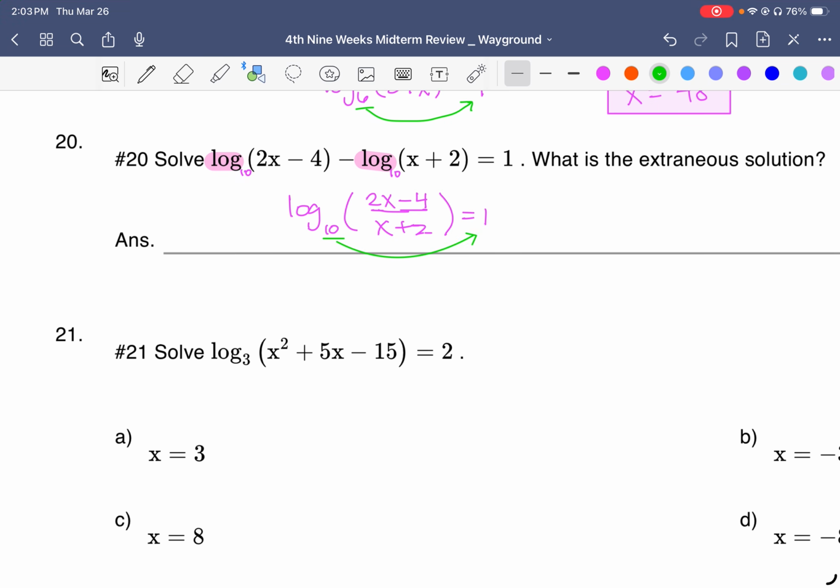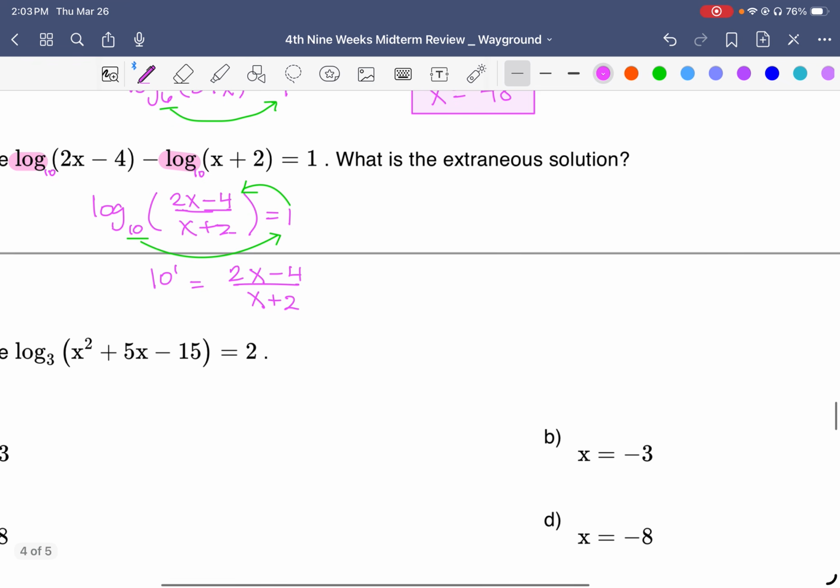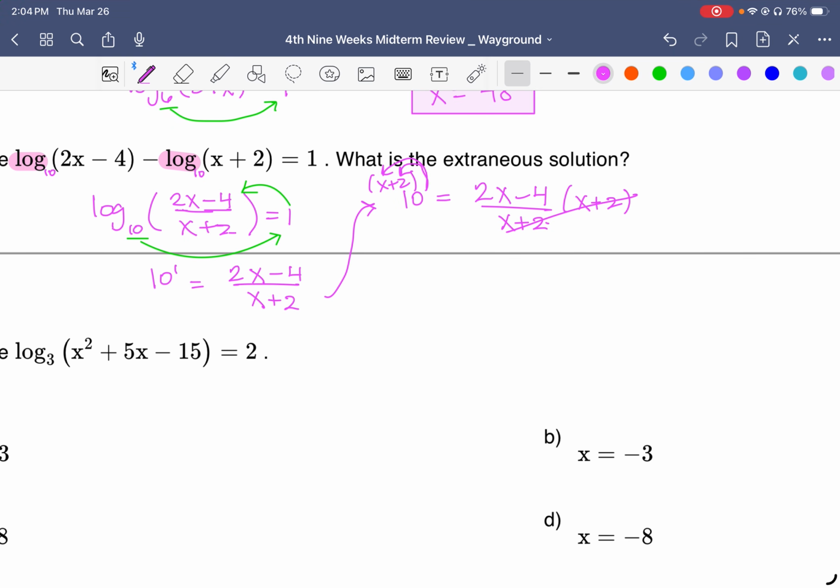I'm going to underline the base, go out, come back in. We get 10 to the power of 1 is 2x minus 4 divided by x plus 2. What is 10 to the power of 1? It is 10. So 10 equals 2x minus 4 divided by x plus 2. Anytime you want to get rid of a fraction, you always multiply the denominator on both sides. Okay, and then this is going to have to be distributed. So 10 times x is 10x, and 10 times 2 is 20, and that equals 2x minus 4.